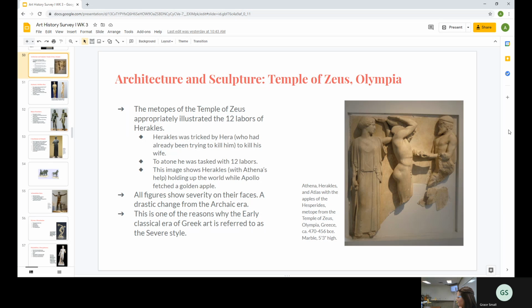Do you think, after holding up the entire world for a few hours while this dude gets an apple, you're going to be kind of tired? Just a little bit. Here, though, in our early classical version, he is not tired at all. He's just built different, yeah. He's just built a little different. He's just there, you know.